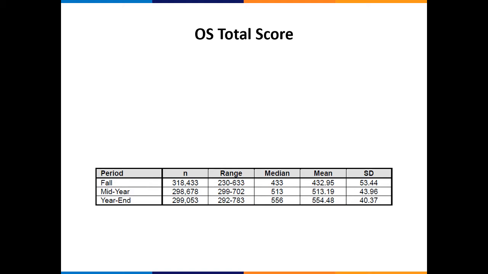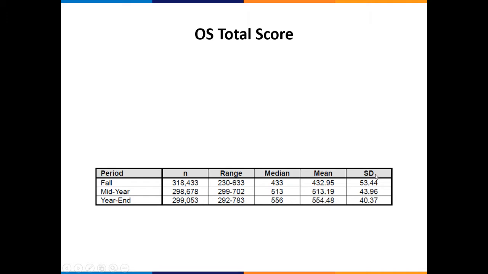So let's take an example. We're going to look at the OS total score, and I've taken this chart out of the US norms document on the website. We've got data for fall, mid-year, and year-end, and for each time period we've got our means. So at fall, the mean score is about a 433, 513, and a 554.